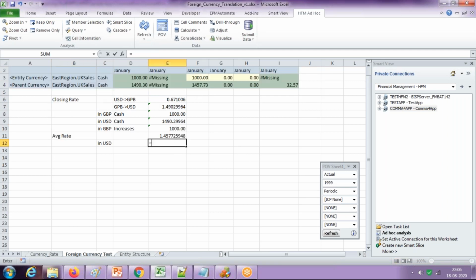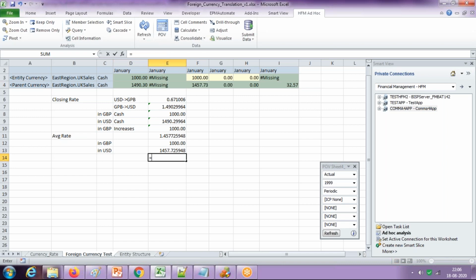You take 1000 multiplied by currency exchange rate. This is in USD. Right. 1457.72, which is rounding off. In GBP, it was 1000. So when you, this is negative, so you get 32.57.